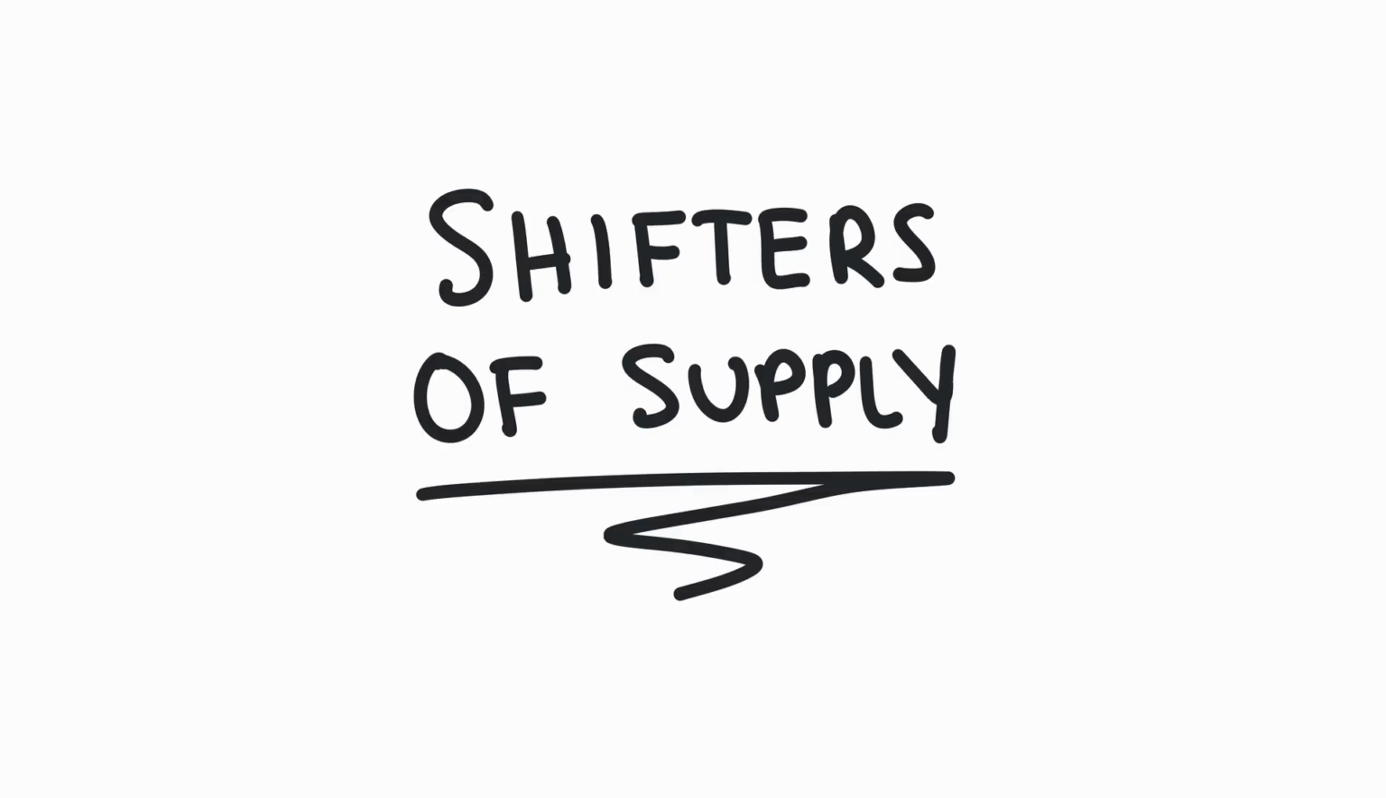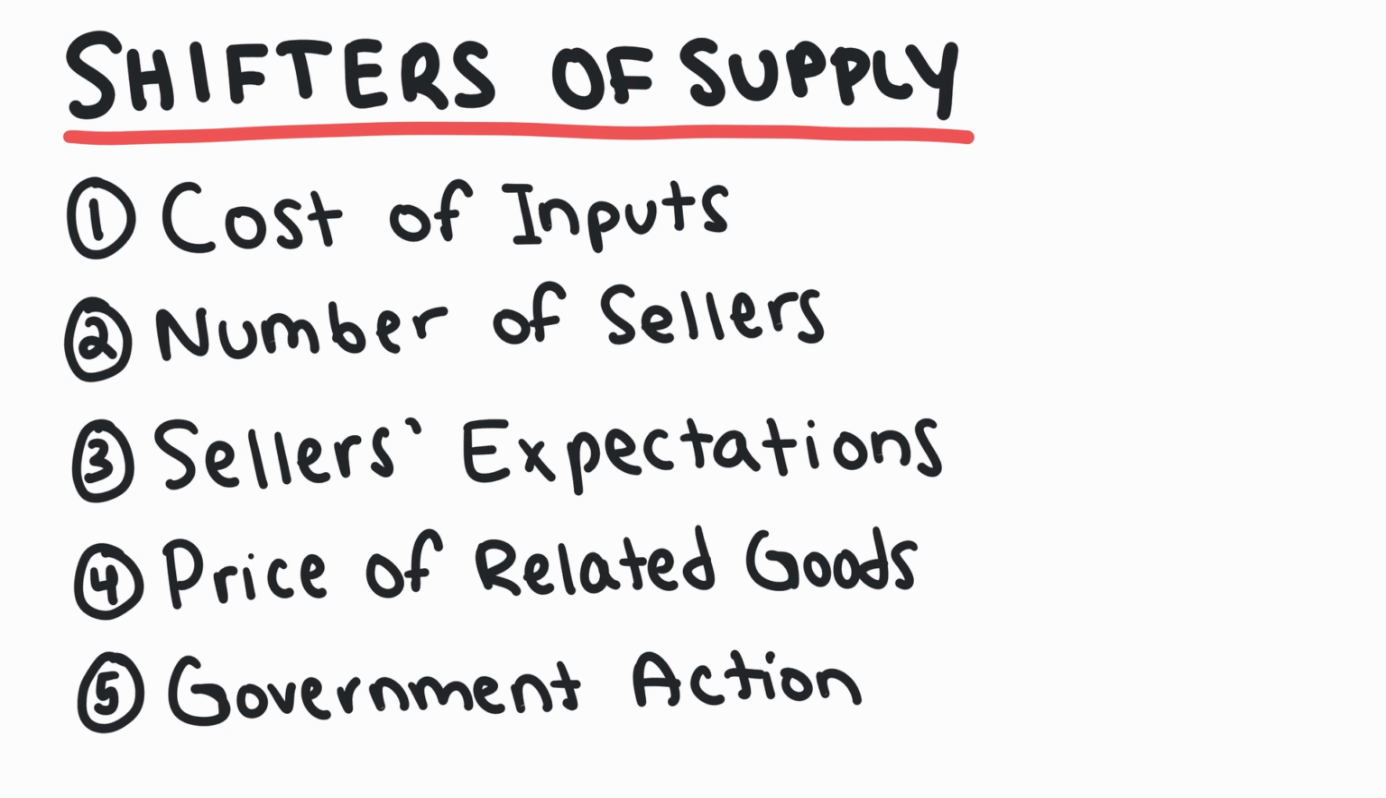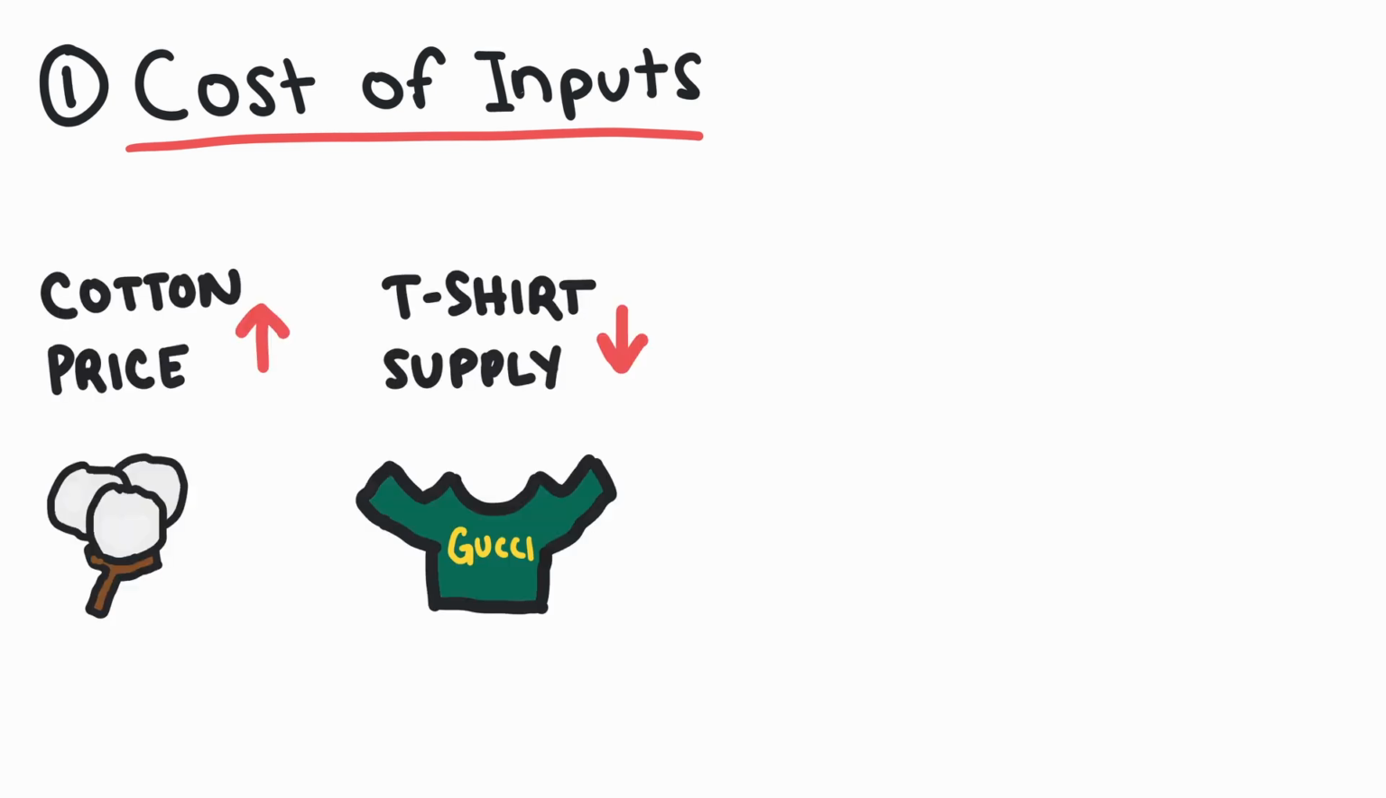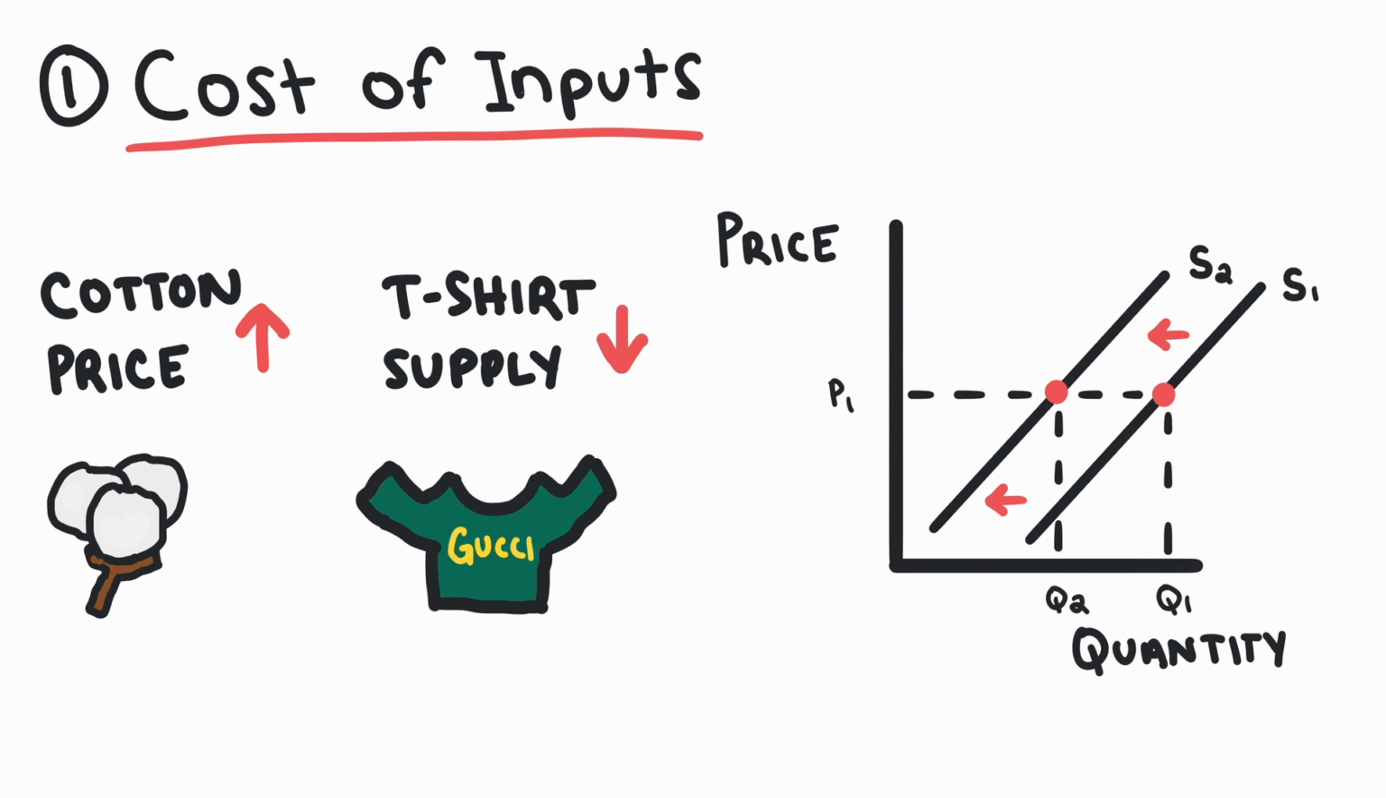Shifters of supply. So now it's time to learn about these non-price factors that can lead to a shift of the supply curve. Once again, there are 5 non-price factors you need to know. First is the cost of inputs. If the resources needed to make a product become more expensive, supply will go down. For example, if the price of cotton goes up, the suppliers of t-shirts are able to make fewer shirts with their fixed budget, and supply shifts to the left.